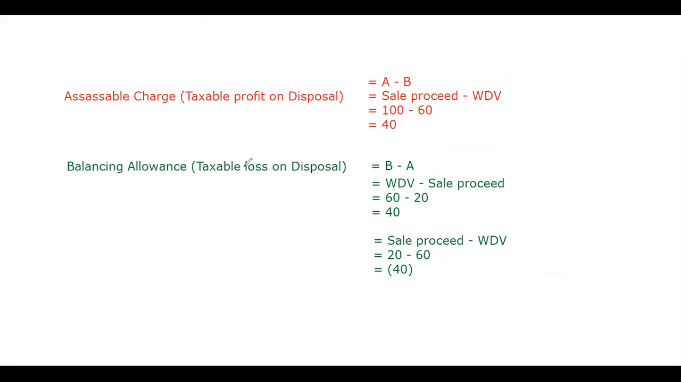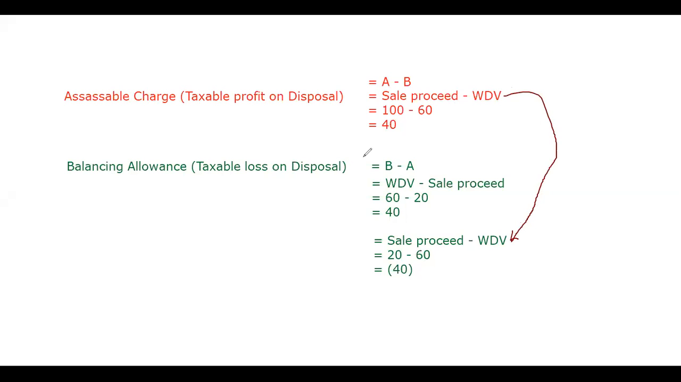Then the balancing allowance, taxable loss on disposal. We call it taxable loss on disposal, B minus A, WDV minus sale proceed. Let's say WDV is 60, then the sale proceed is 20, then the balancing allowance is 40, right? Then we can use the same formula for calculation, sale proceed minus WDV, then we end up with a loss. Right, within brackets we can mention that, no worries.